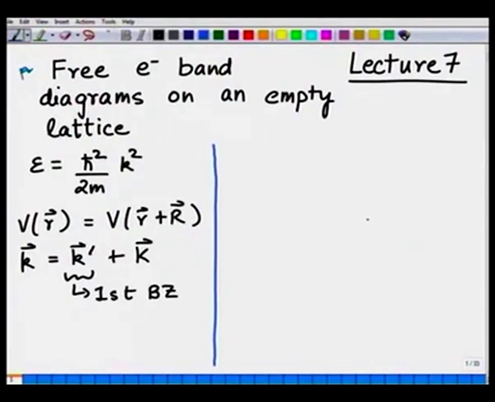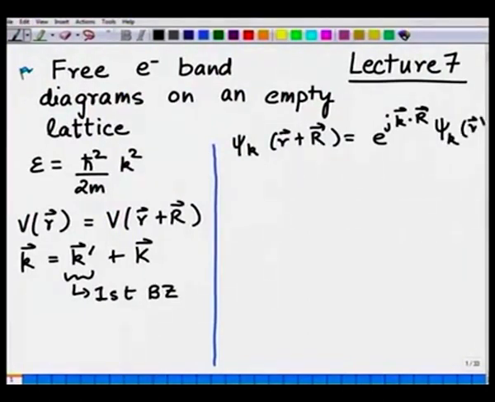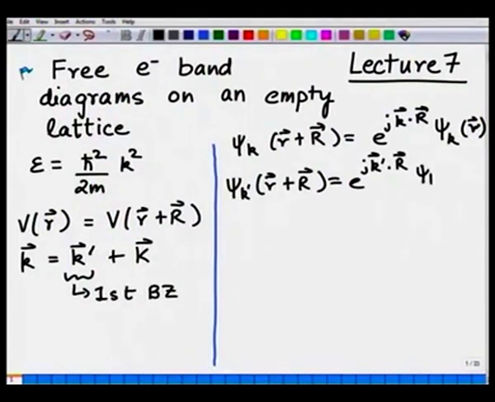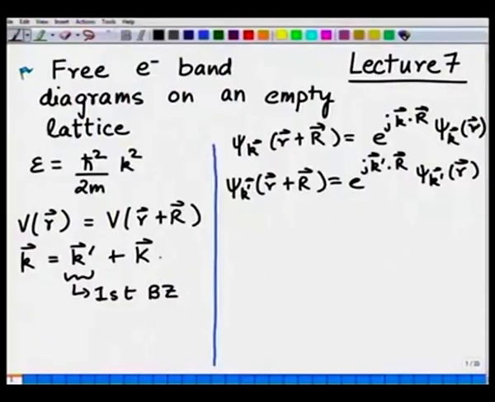The second thing I had shown you in the previous lecture was that there is no unique K which defines the wave function, namely phi of K at R plus R is simply equal to e to the power j k dot R phi R, or I could also write it as phi K prime at R plus R equal to e to the power j K prime vector dot R phi of R. So, you can see that it does not matter whether you choose K or K prime, it is the same thing as long as K and K prime differ from each other by a reciprocal lattice vector. So, this is the trick.